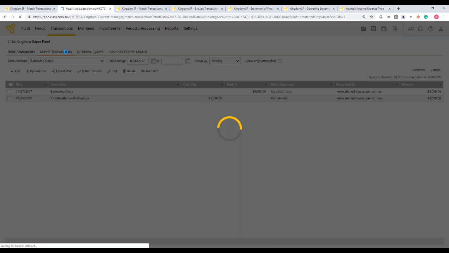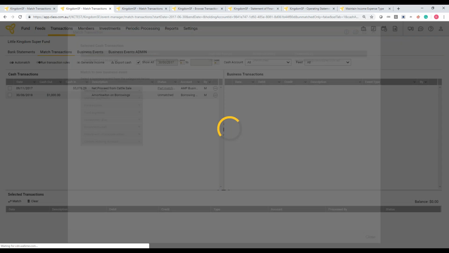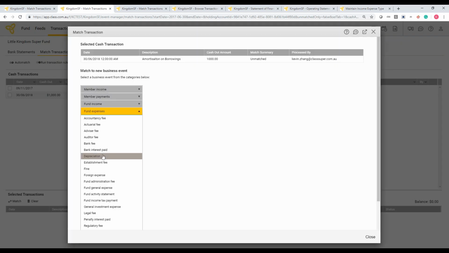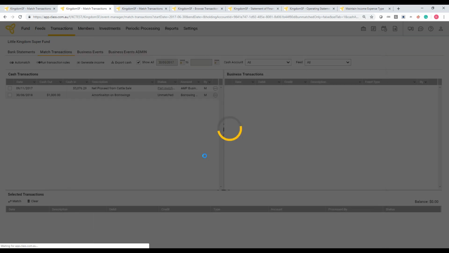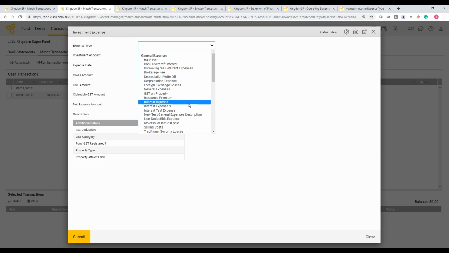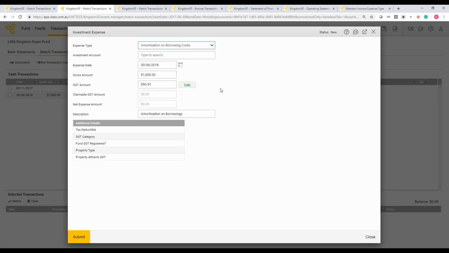I will just create match to new, and it will be a fund expense, fund general investment expense. Hopefully I already created amortization on borrowing costs under properties. Yep. So there's no GST, so I'll just remove that and submit.